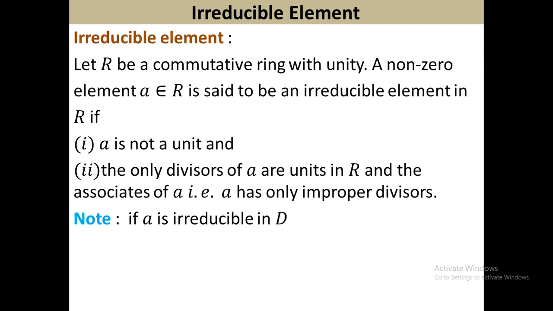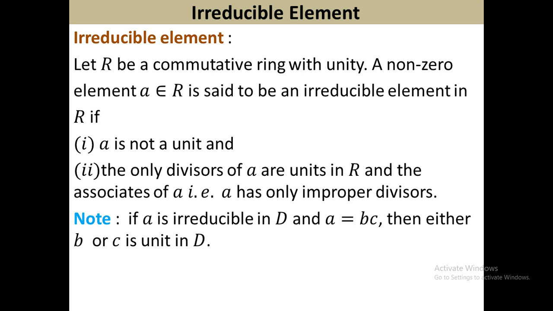If A is an irreducible element in D, then A equal to BC implies that either B or C is a unit. Because suppose B is not a unit and C is a unit. If B is not a unit, then B must be an associate of A, because otherwise B will be a proper divisor. When B equals A, then A is not a unit, but then C must be a unit, because BC means AC. A is a unit, therefore this will be an associate of A. And in any other cases B and C both will be units.